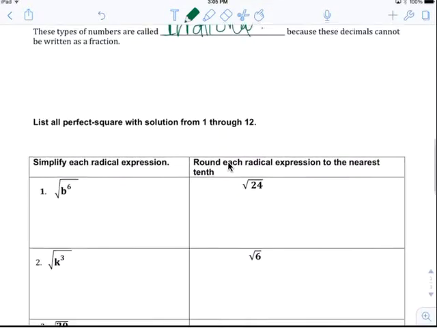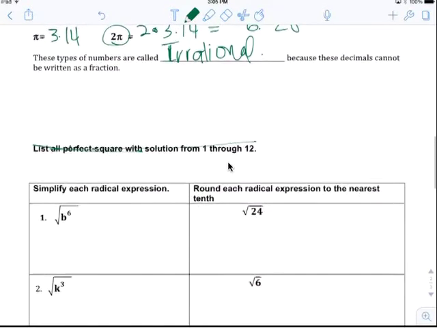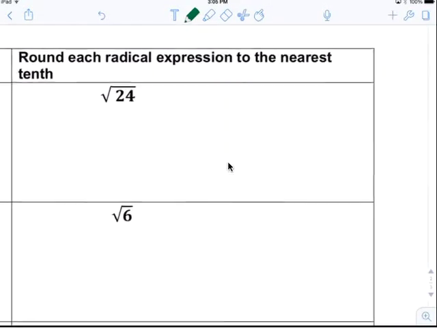All right. You didn't have to do this. It just took up space. Okay. Round to nearest.